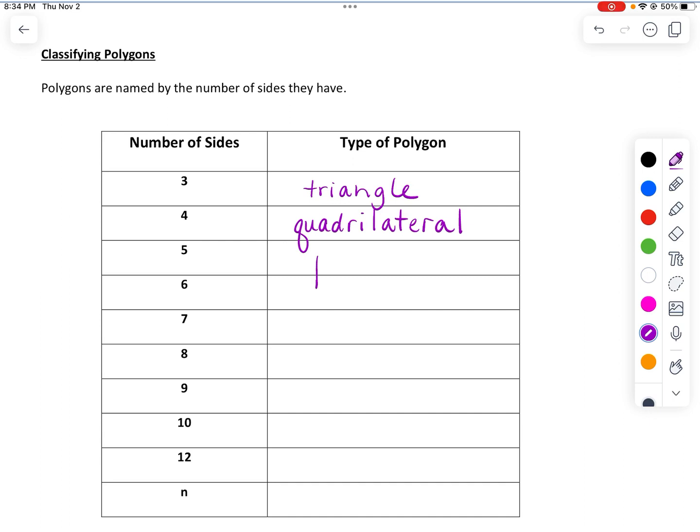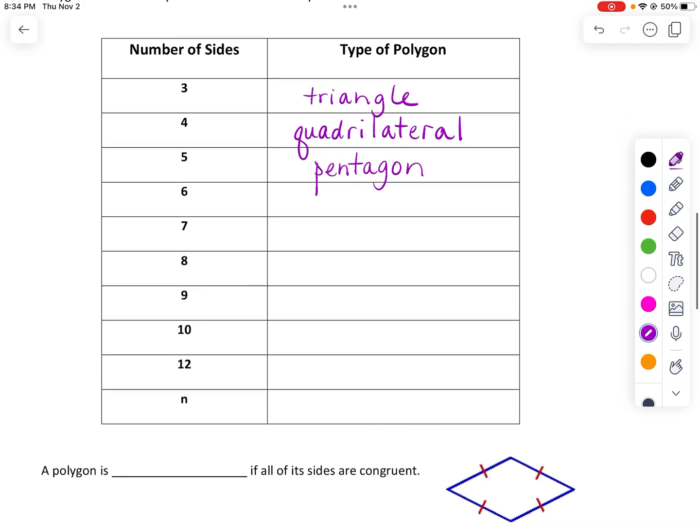So a five-sided shape is called a pentagon. Hopefully you think about the Pentagon building in Washington, D.C. A six-sided shape is called a hexagon. A seven-sided shape is called a heptagon. An eight-sided shape, most people know that because of the stop sign, that's called an octagon. A lot of people do not know what a nine-sided shape is called. It is called a nonagon.